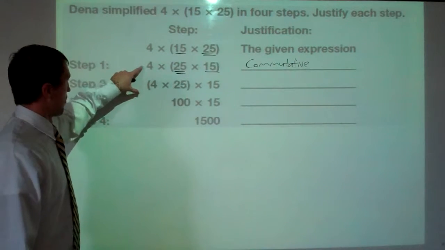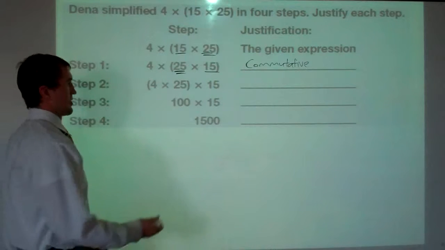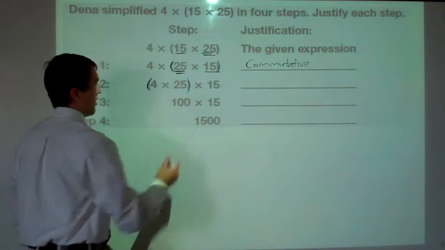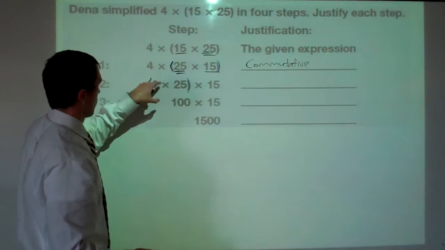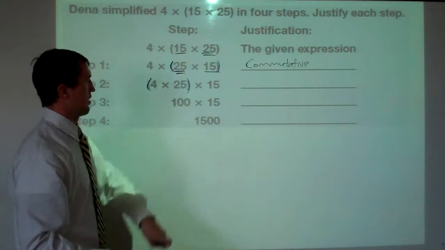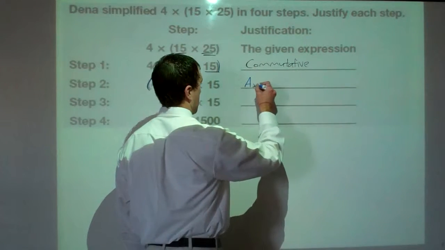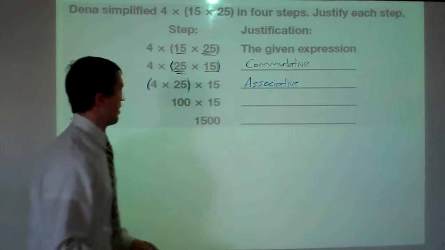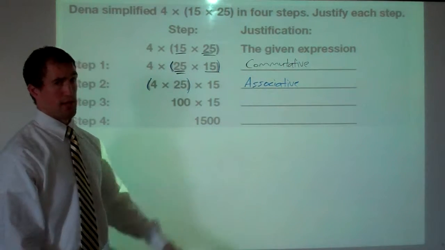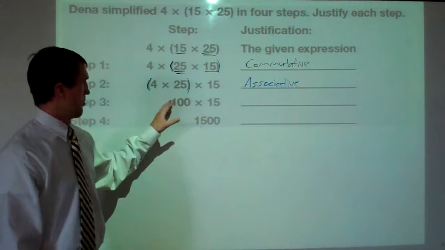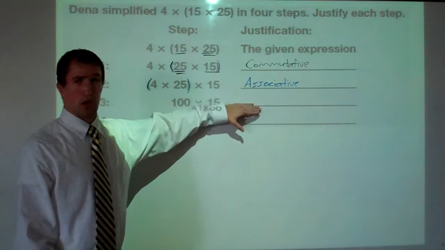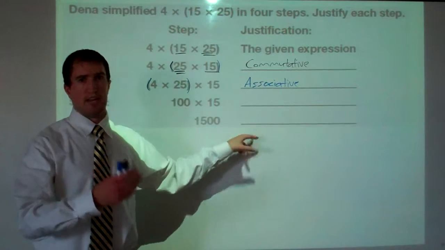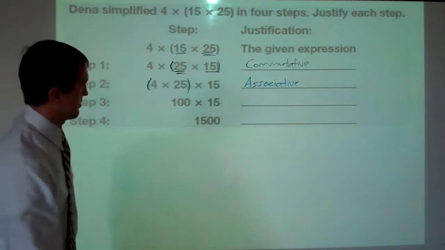Alright, and then from step 1 to step 2, looks like these parentheses switched. Order of the numbers did not change. 4, 25, 15. This would be associative. And our last two steps, all we have to write here is that we multiplied 4 times 25. So here you could write multiplication. And for here, all you have to write is answer or solution, because that's what it is.